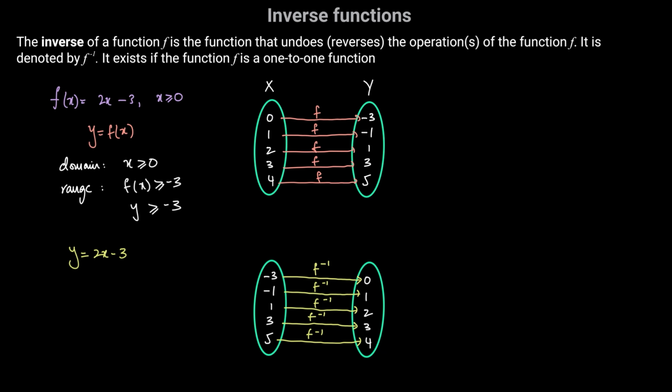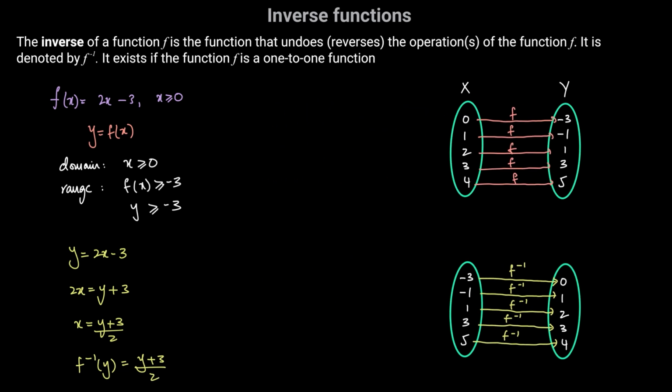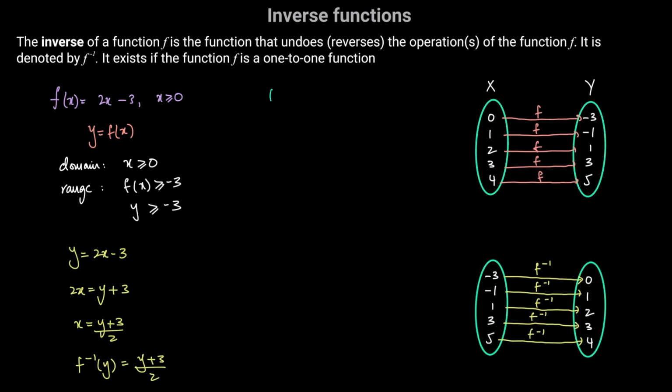So we can do that by adding 3 on both sides. So we get 2x is equal to y plus 3. And then we divide both sides by 2 and we get x is equal to (y plus 3) divided by 2. So here, for the inverse function, the output is x and the input is y. So we can say that f inverse in terms of y is equal to (y plus 3) divided by 2. And here, since we wanted to find f inverse of x, we can simply take the input as x instead of y.